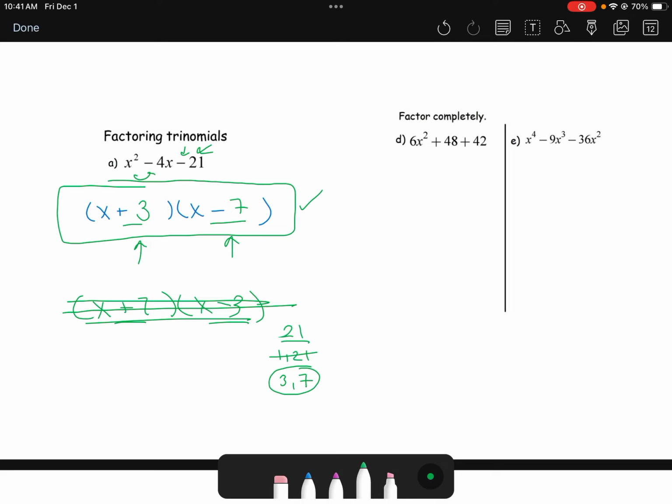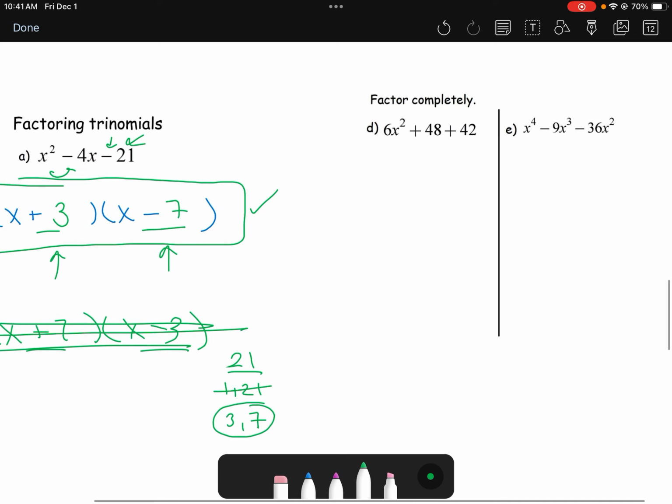Now, so far, in all of the ones we've seen, our A value has been 1. What is going on here? Our A value is not 1. So this is why you always want to check for that GCF. And there's an error here. This should have an x right here. So our GCF is going to be, we have 6, 48, 42. Again, we look at that smallest one. Can 6 go into 48 and 42? It sure can.